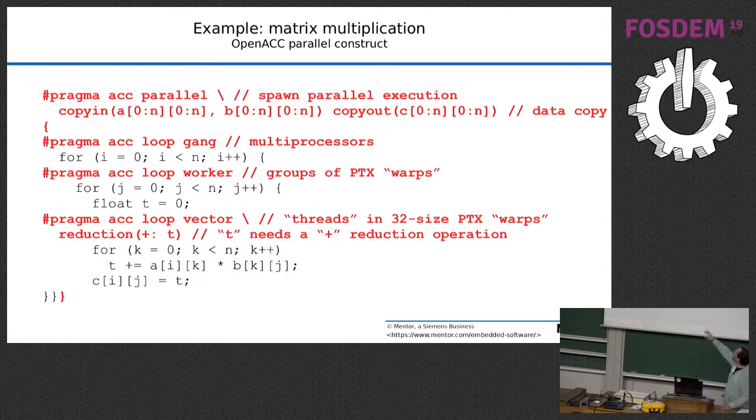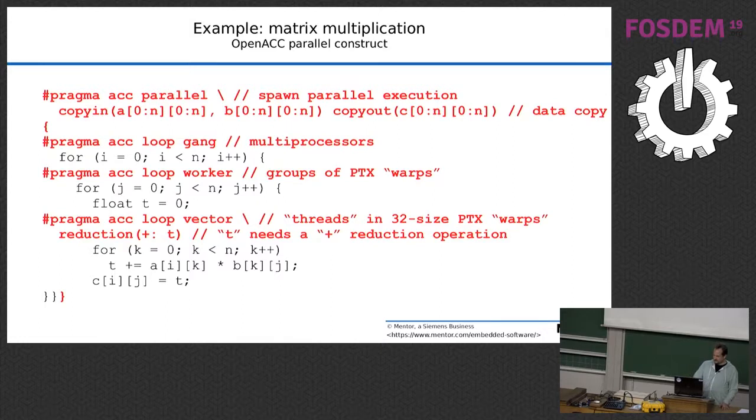For example, the outer gang level would map to queuing these computations to several of the bigger compute blocks that you have on the GPU. The innermost one, the vector loop, is similar to a CPU vector, just that the vector width is much bigger. In NVIDIA GPUs, for example, it's 32-size vectors. And in between, you have the worker parallelism level, which is essentially a group of vectors.